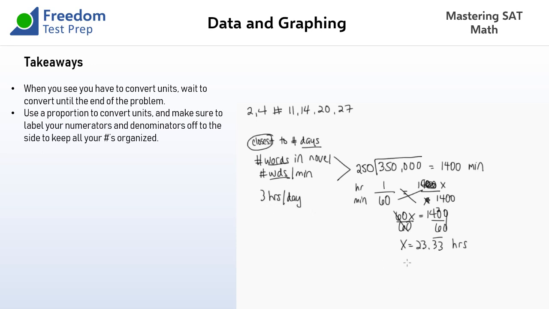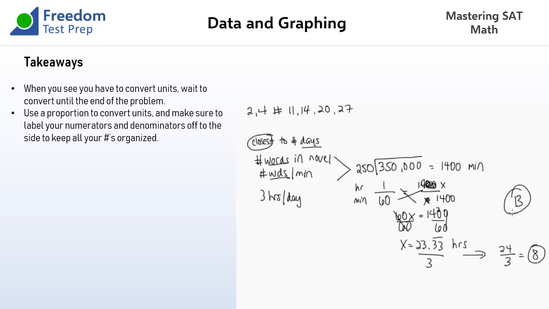So if we divide 23 or 24 divided by 3, you know what? Let's just change this to 24 since it's closest. That's 8. It's going to actually take him, instead of 1 day, because he's not reading for 24 hours, he's only reading for 3 hours. It's going to take him 8 days to read the novel. And B is our answer.